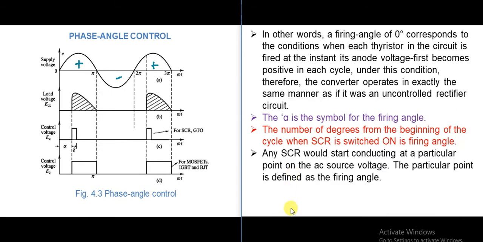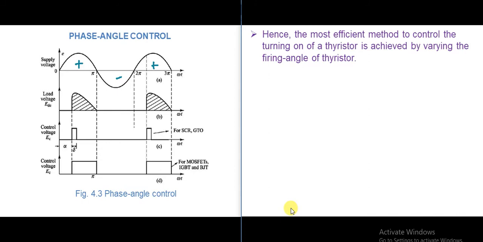Any SCR would start conducting at a particular point on the AC source voltage. The particular point is defined as the firing angle. The point where the SCR conducts and is on is called the firing angle. And the most efficient method to control the turning on of a thyristor or SCR is achieved by varying the firing angle of the thyristor. Such a method of control is called phase angle control. Phase angle control means we are controlling the firing angle.